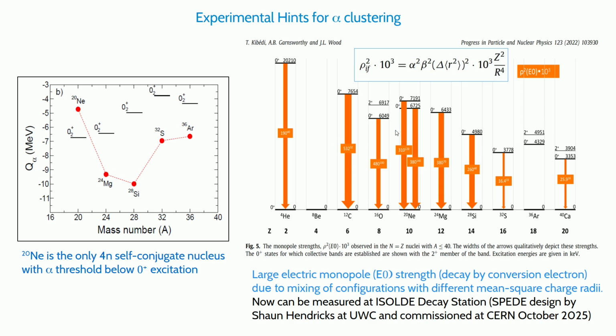And another sign of possible clustering, in this case mostly attributed to shape coexistence, is the shape mixing, which is given by the E0, the electric monopole strength.